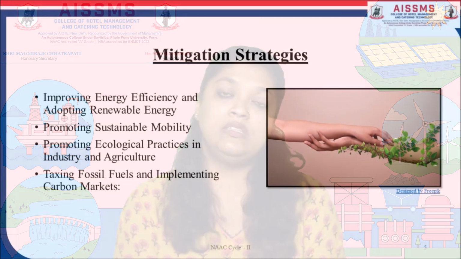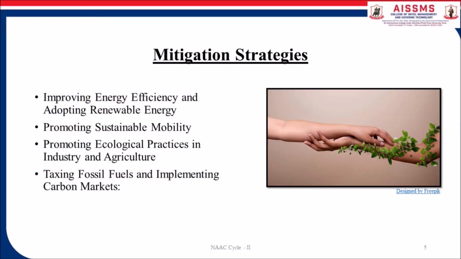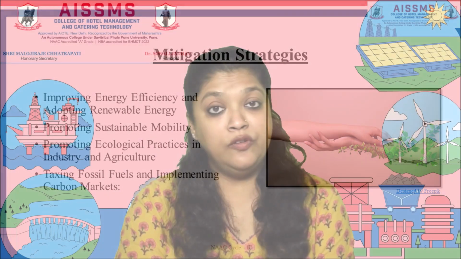The first one is improving energy efficiency and adopting renewable energy. The second one is promoting sustainable mobility. The third one is promoting ecological practices in industry and agriculture. And finally, taxing fossil fuels and implementing carbon markets. So let's move ahead and discuss the first point, which is improving energy efficiency and adopting renewable energy.